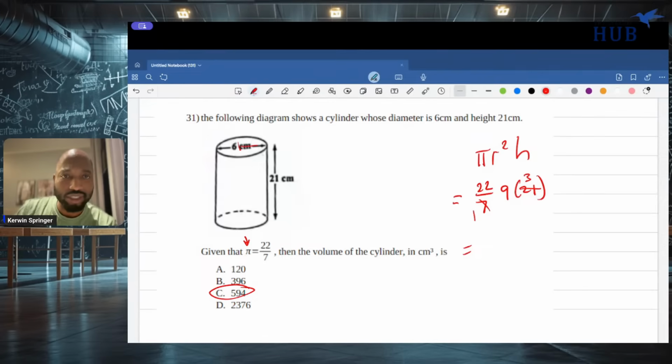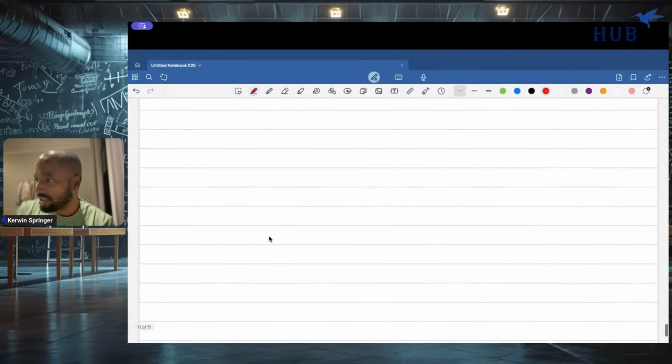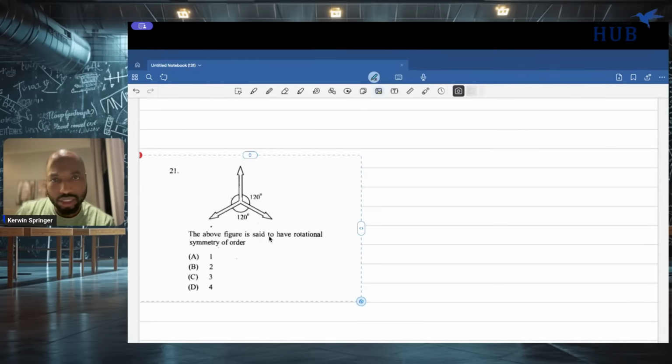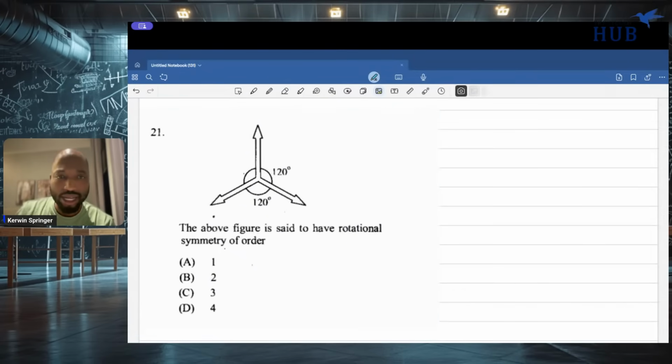I've never seen this question. Well, you're finding this question. Not this one. I see this question, but this one. What is this? Rotational symmetry. Where did you get this one from, Bella? Who is Bella?